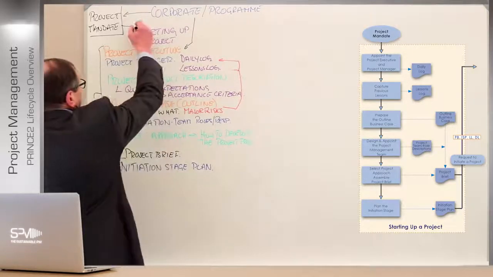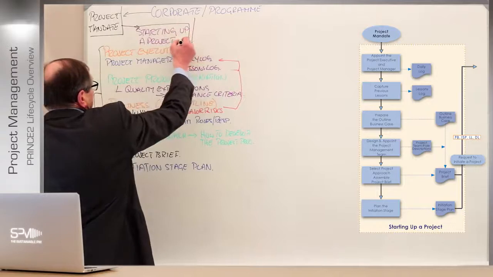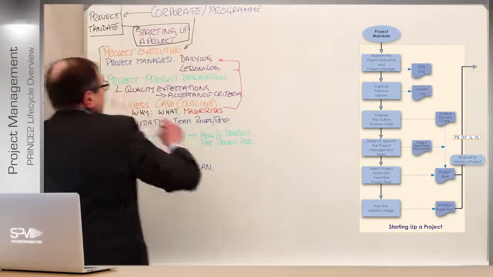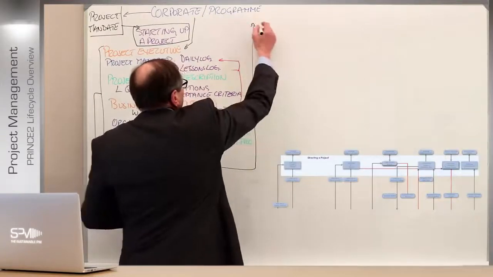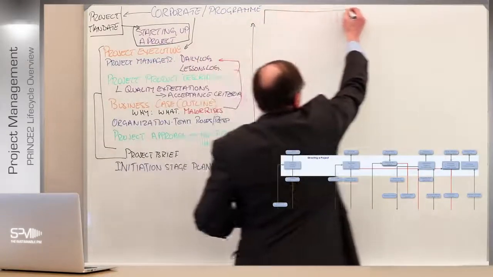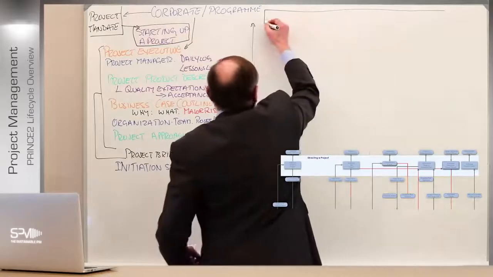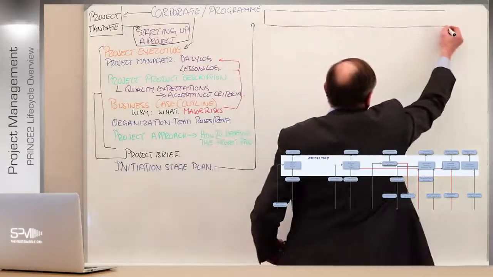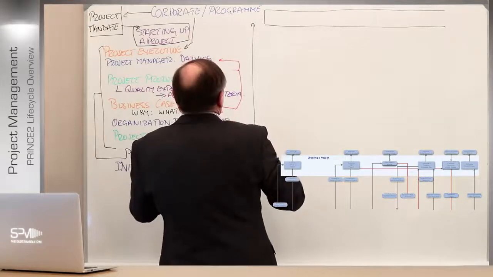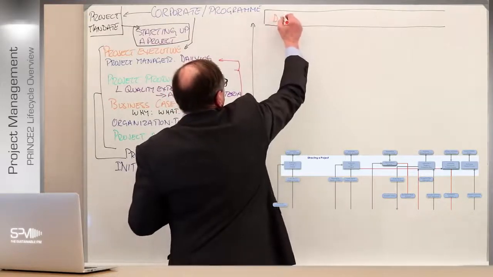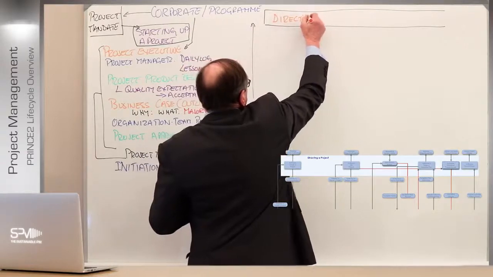I'll put a border around this so we know this is a particular process, right? And that this now kicks off the next process, which now runs throughout the rest of the project. And this is the directing a project process. So let's put that in. Let's call it directing a project.